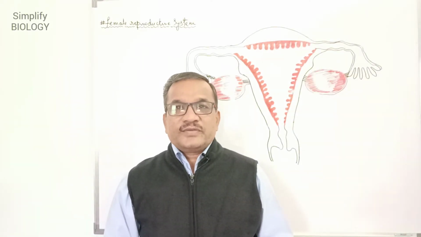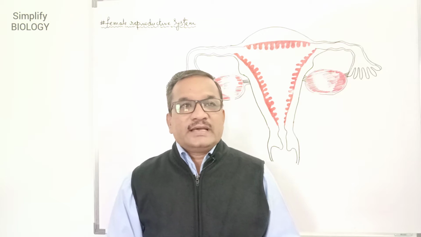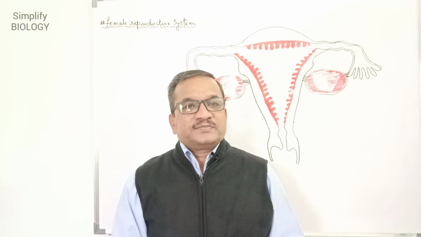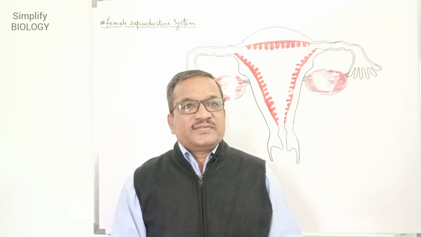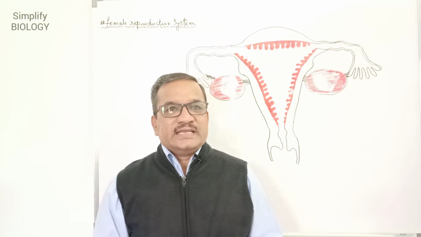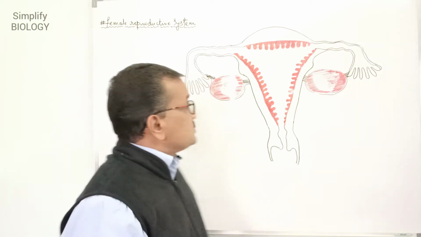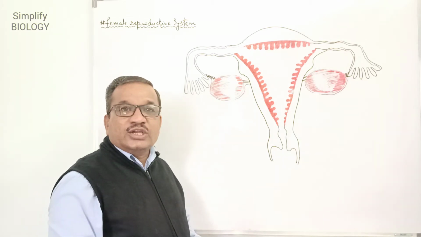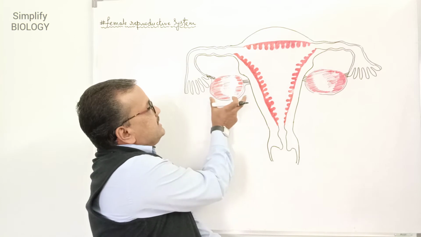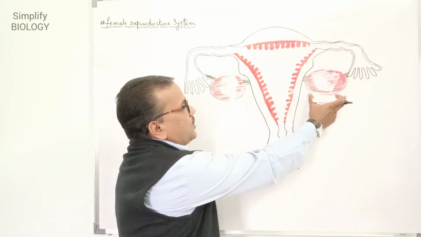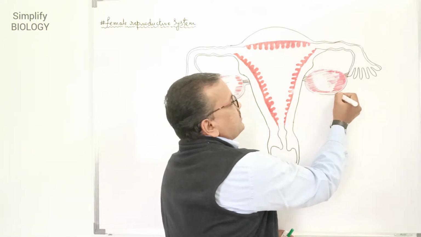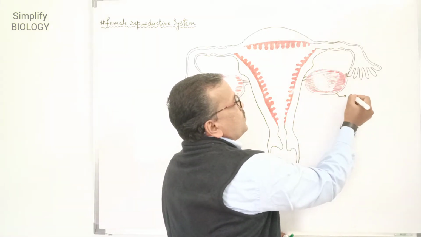Hello students, today we are going to study the female reproductive system, which consists of different organs. The first organ of the female reproductive system is a pair of ovaries. If you see this figure, you will come to know that there is one pair of ovaries. These red color structures which I have drawn are a pair of ovaries. They are called ovaries.